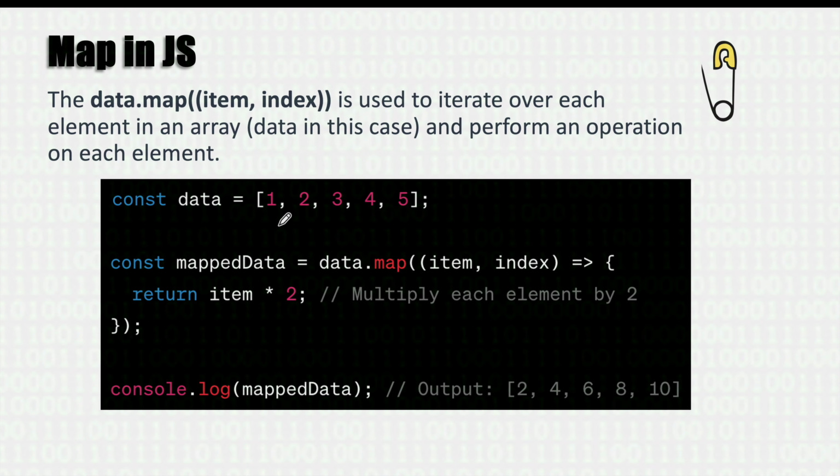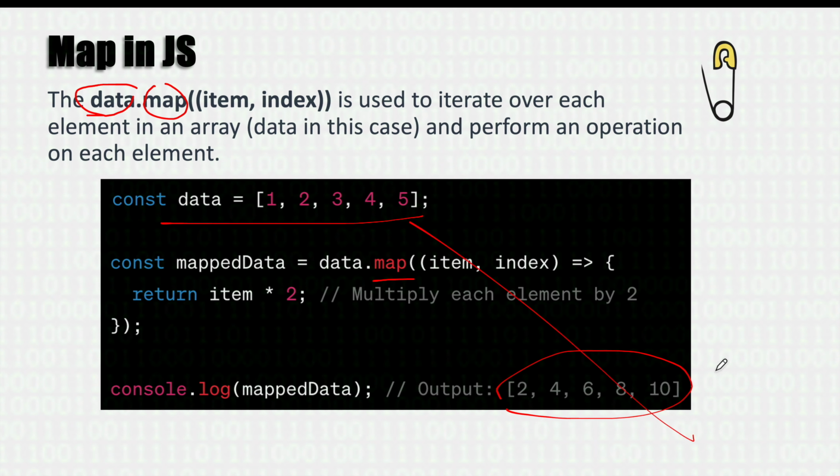Map, this we have discussed earlier also. This map is basically used with an array. So this data is an array here, and map is used to iterate over each element in the array and perform an operation on each element. So basically here this array is data and we are running a map function here, and what it does is for each element it multiplies it by 2, and finally the output shall be this, wherein everything is multiplied by 2. 1 becomes a 2, 2 becomes a 4, 5 becomes a 10. So that's what has happened here.